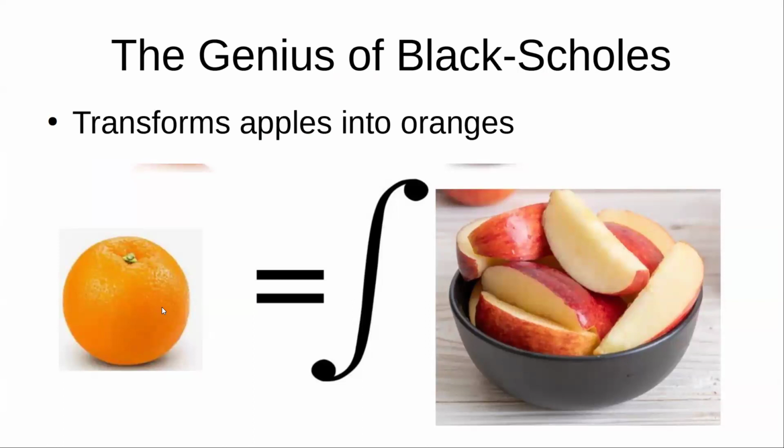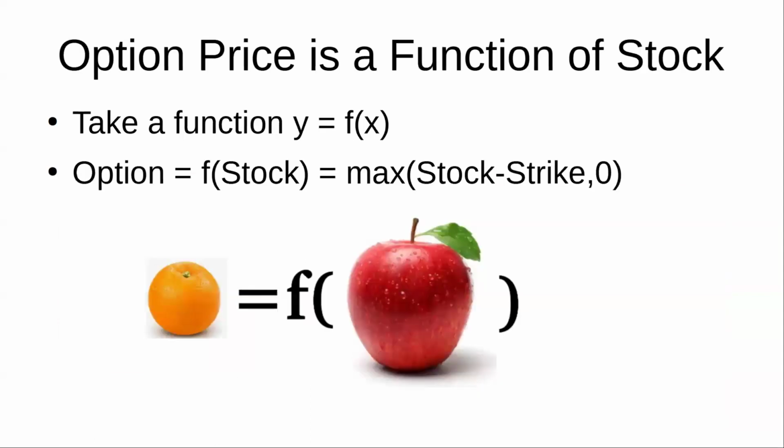But with a very clever technique, you can take slices of an apple and assemble them like an integral in mathematics. An integral of slices of an apple makes a whole orange, and it's effectively genius. I mean, the guys who thought of this deserve a Nobel Prize. So how does it work? Well, it starts with the realization that option price is a function of a stock.